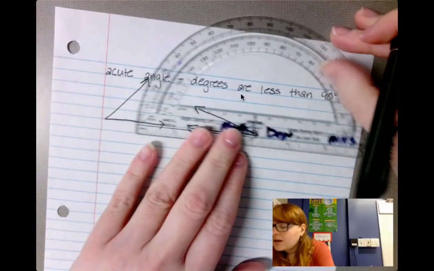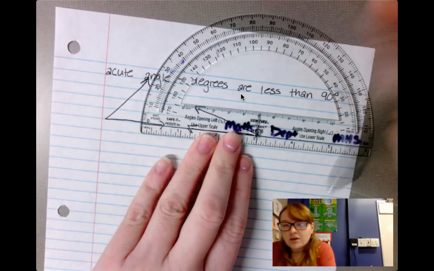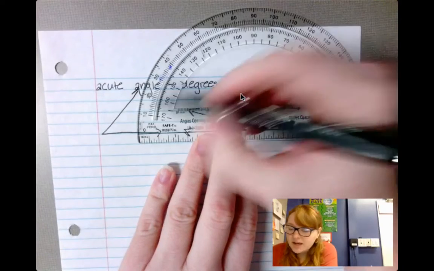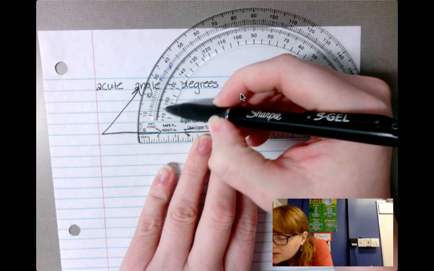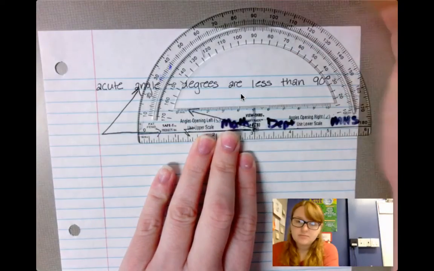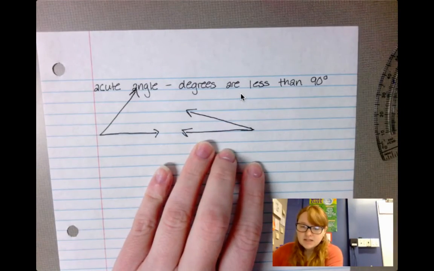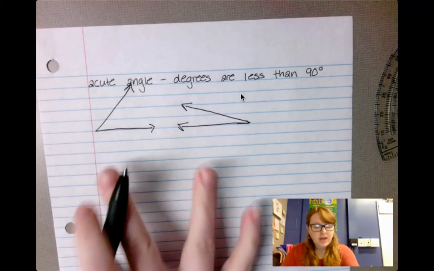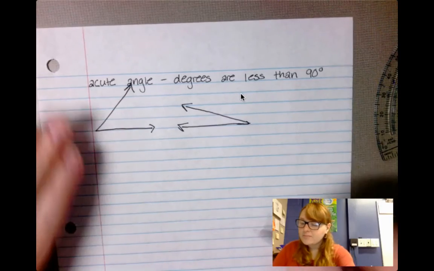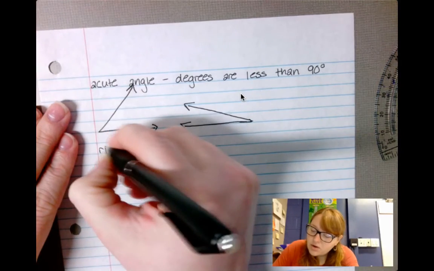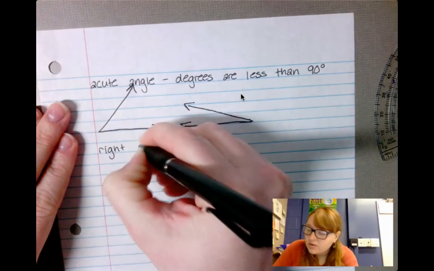Same thing over here. Since our bottom ray is on the left, we're going to use the outer ring to count, and it looks like this is about maybe 15. And 15 degrees is less than 90 degrees, so both of these are acute angles. Okay? The next one is called a right angle.